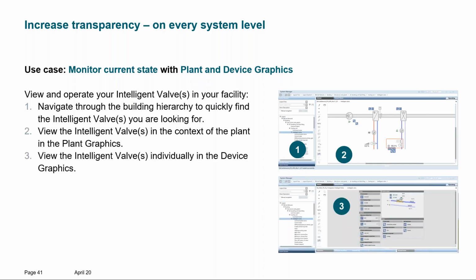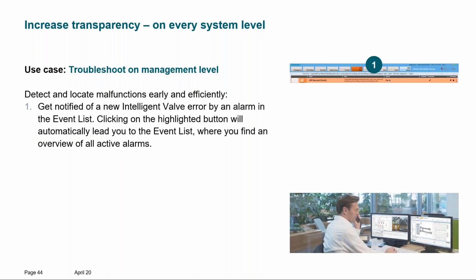And even then you can go down to the device level and see how the device currently acts in regard to flow, power, and temperatures. And on the other hand, you get alarming if these devices have an issue. Too low supply temperatures, for instance, could also be an issue. Then you get the alarms.